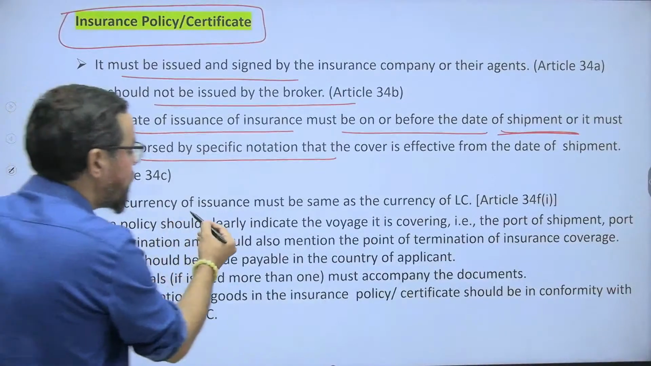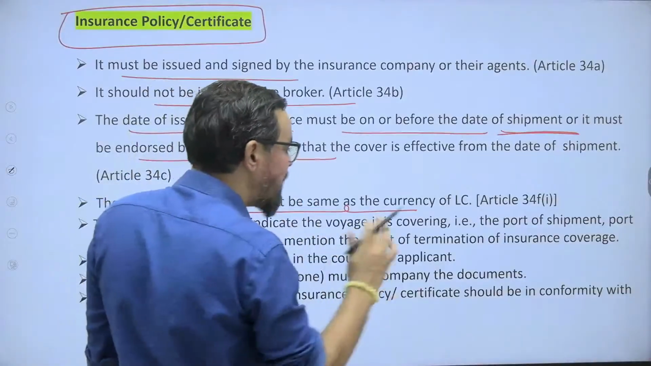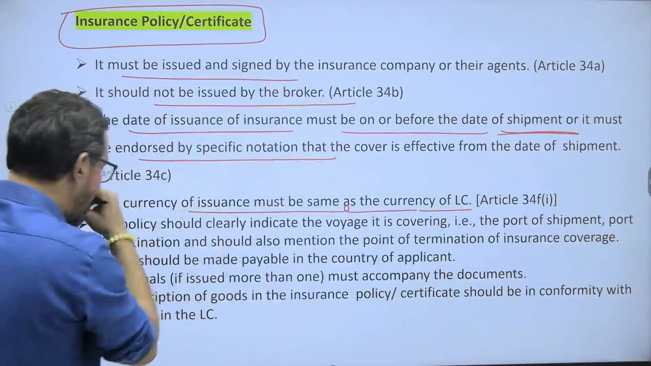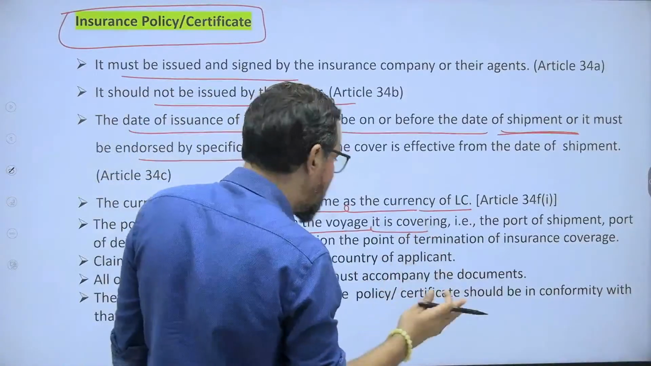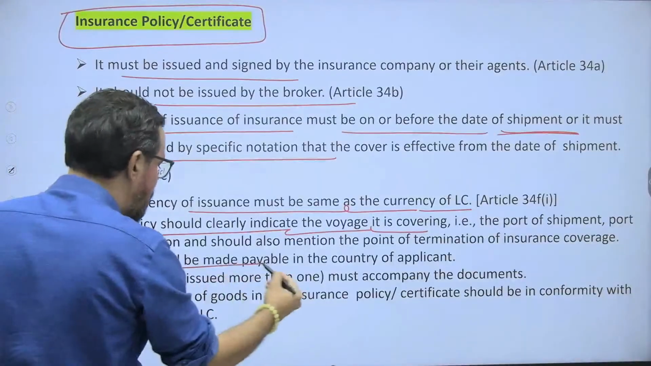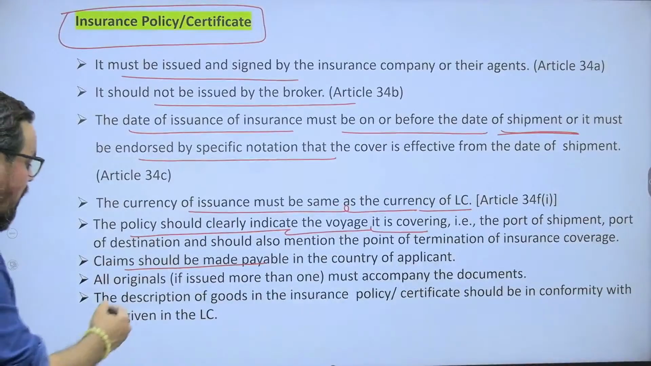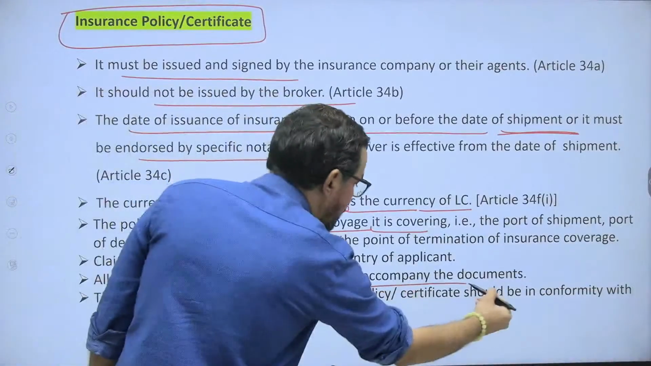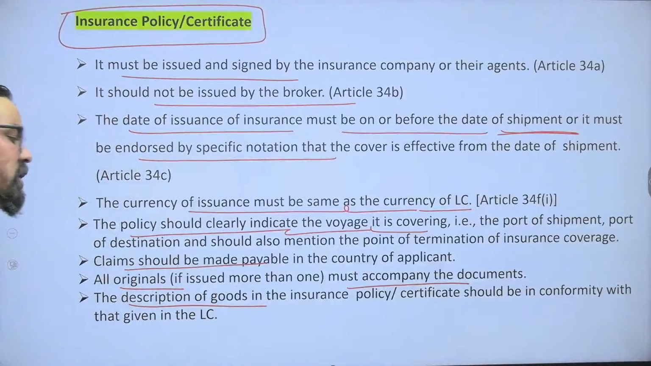The currency of insurance must be the same as the currency of the LC. The policy should clearly indicate the part it is covering, and the claim should be made payable in the country of the applicant itself. All originals must accompany the documents. The description of goods in the insurance policy certificate should be in conformity with the LC itself.